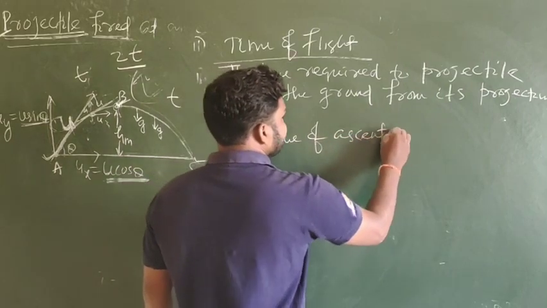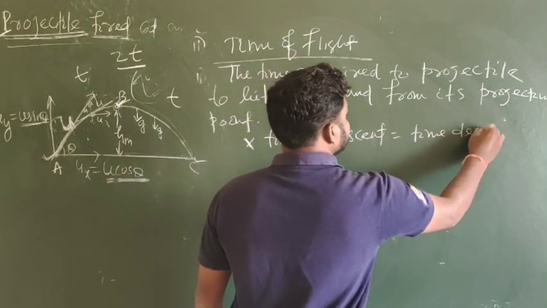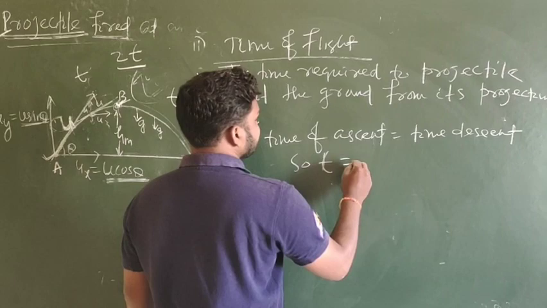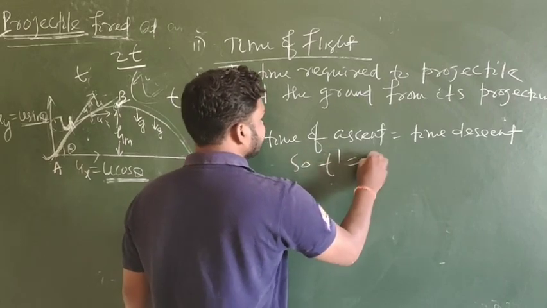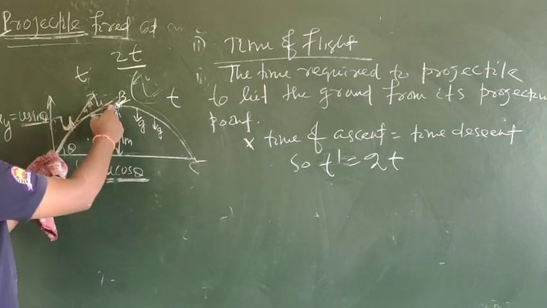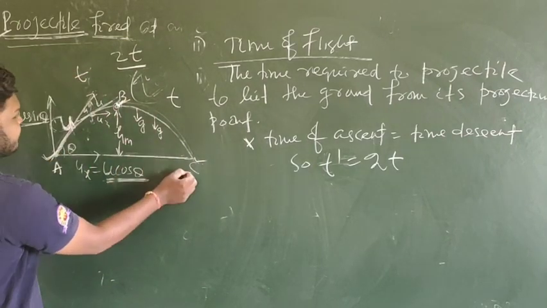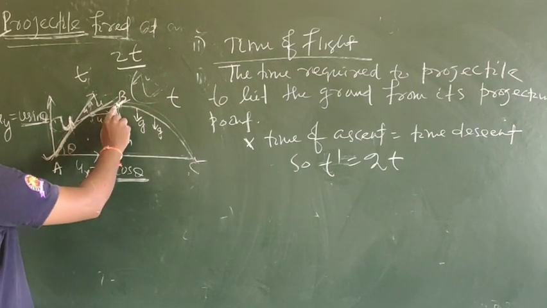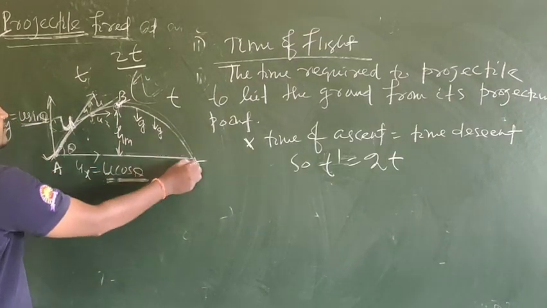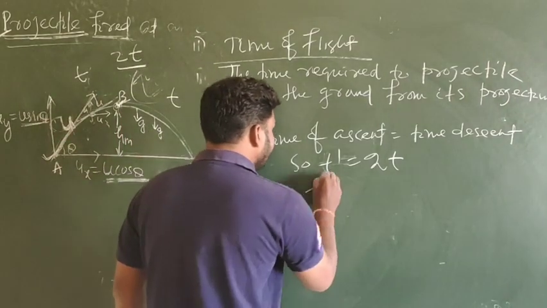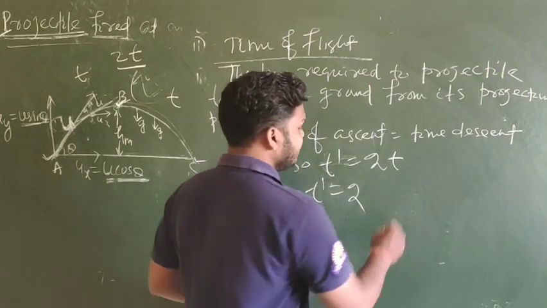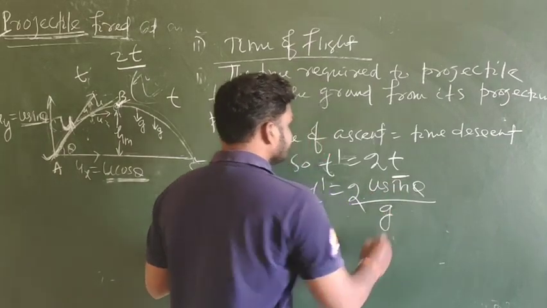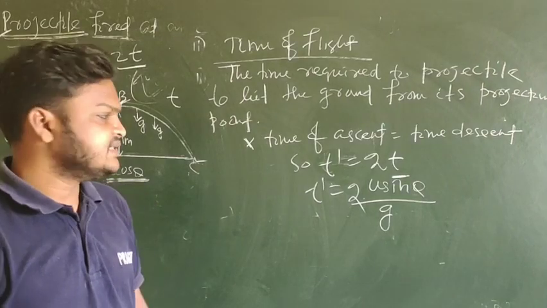So we know that time of ascent is equal to time of descent. So time of flight t dash is equal to 2 into t, because time of ascent is suppose t, time of descent is suppose t. So total time required by the projectile from A to C is 2t, because A to B takes t, B to C takes t. So total time required by the projectile is 2t. So time of flight is 2 into time of ascent, which was u sin theta by g. So time of flight is equal to 2u sin theta by g.